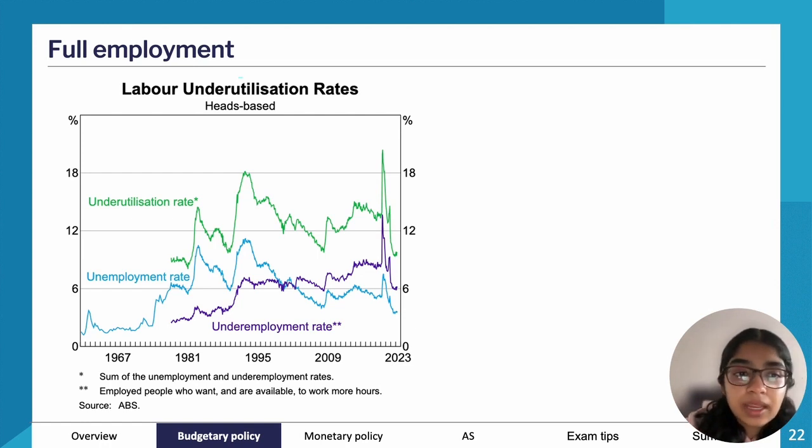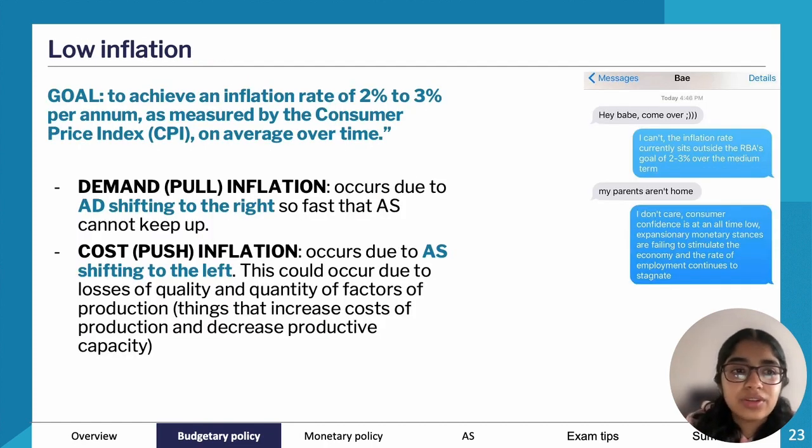Another thing to keep note of is the underutilization and underemployment rate. So let's talk about underemployment rate first. Underemployment is you're classified as employed, but you're not really working to your full capacity. So let's say you work 1 hour a week and you want to work 30 hours a week. That means you are underemployed. So you want to work more hours, but you're not given the opportunity to. Underutilization, that's unemployment and underemployment together. So people who are fully unemployed, not working at all, and people who are working fewer hours than they would have liked to. Okay, so let's move on to low inflation now.